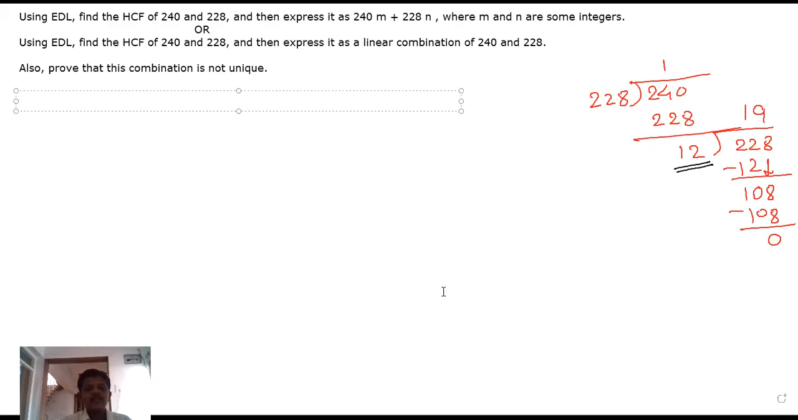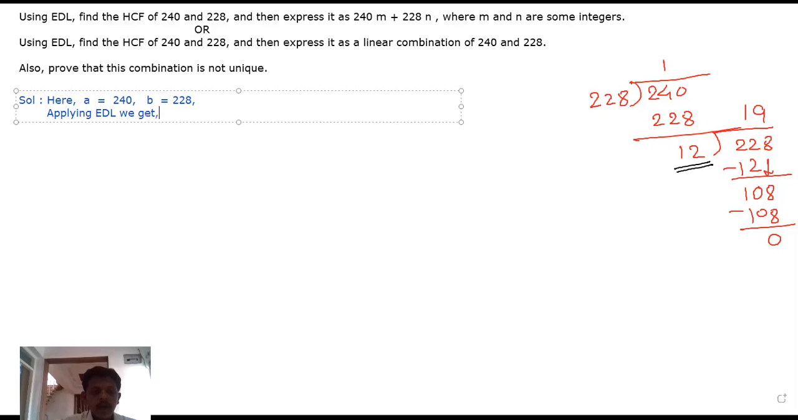In the solution, we'll write it very, very carefully. Solution. Here, always A is the bigger integer, 240. B is the smaller integer, 228. And we'll write like this. Applying EDL, we get. Now write the first step. What it was? 240, dividend, is equal to divisor into quotient plus the remainder.